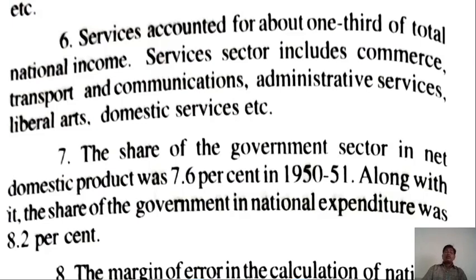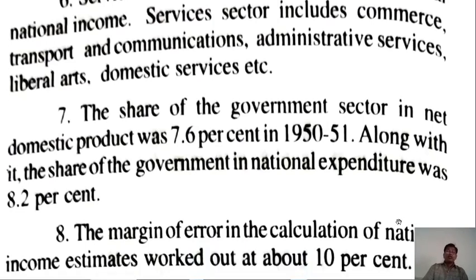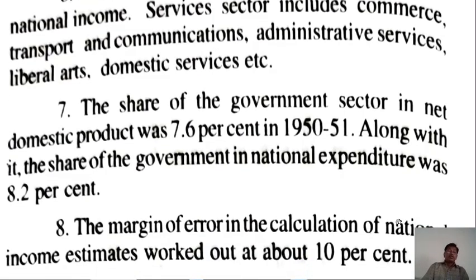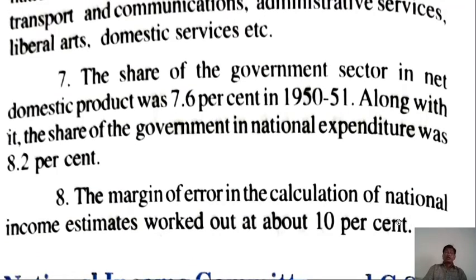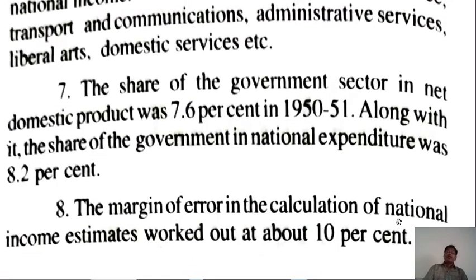Next, the share of the government sector in net domestic product was 7.6% in 1950-51. Along with it, the share of the government in national expenditure was 8.2%. So here the expenditure is high, but the share in national product is low. This was the situation at that time. Next, the margin of error in the calculation of the national income estimate worked out to about 10%. This was the situation after independence.